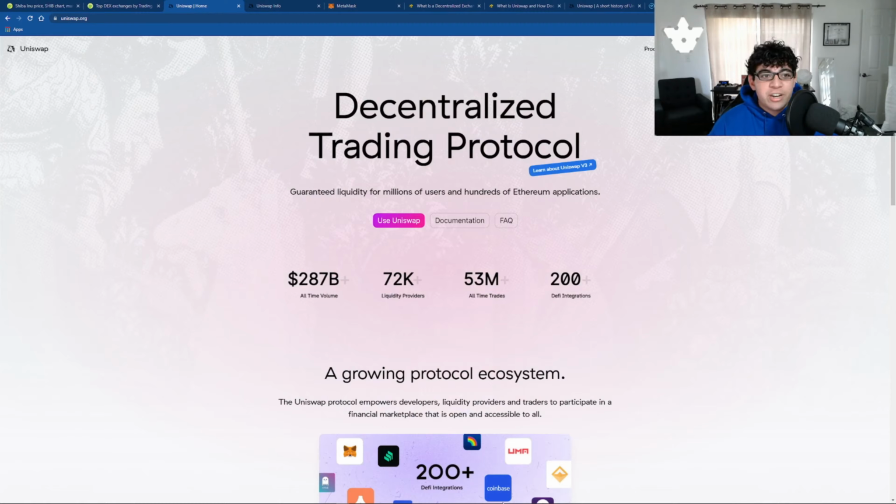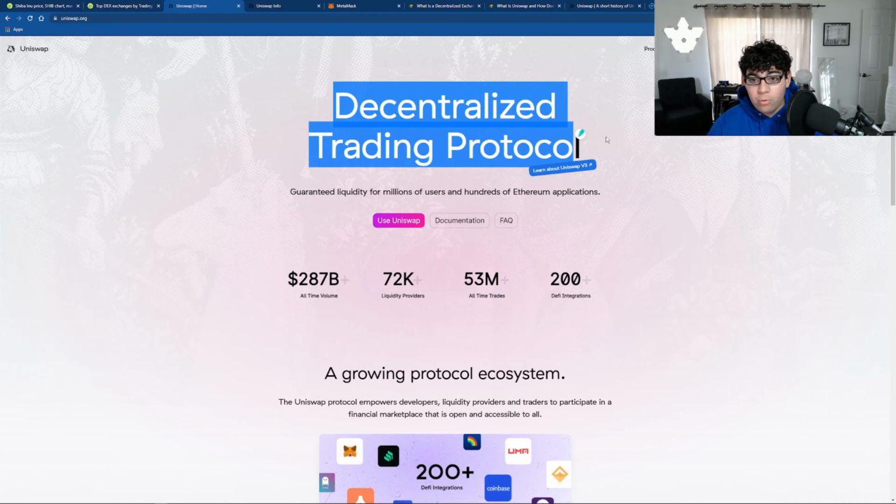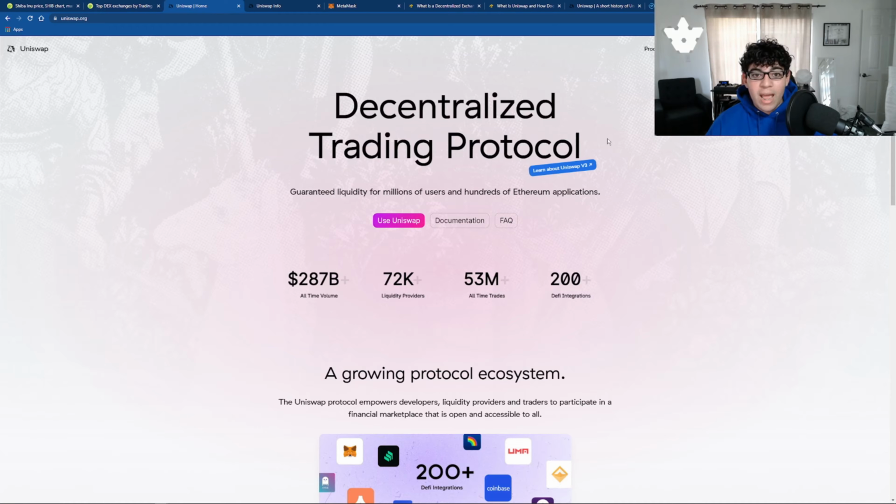So as you can see here, I'm on the Uniswap homepage, and right in big fat letters, it literally says decentralized trading protocol, right? And so the difference between a decentralized trading protocol and a centralized trading protocol is in the name. One's centralized and one is decentralized, right? One depends on a blockchain and the other depends on servers, right? Server-side servers, right?